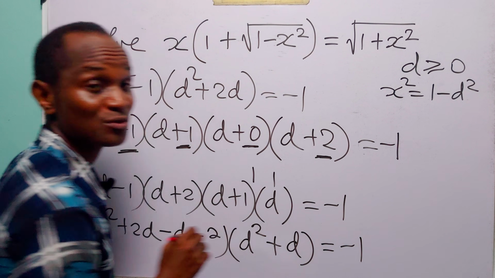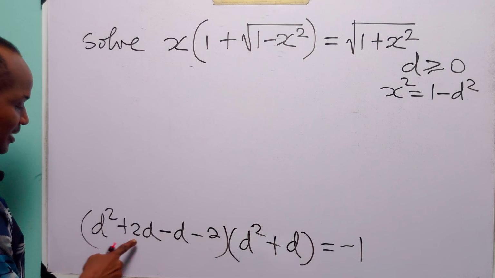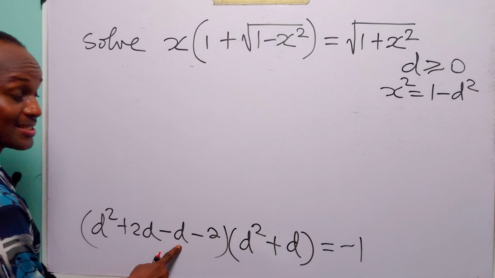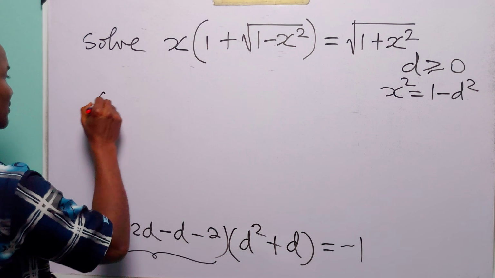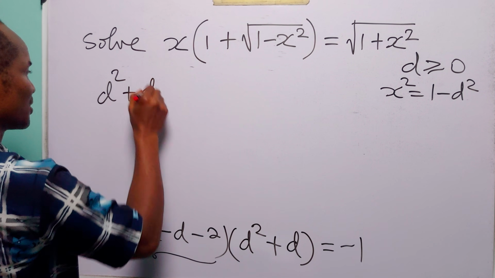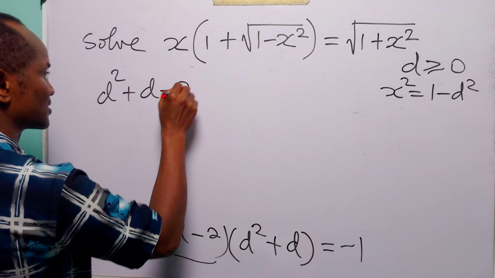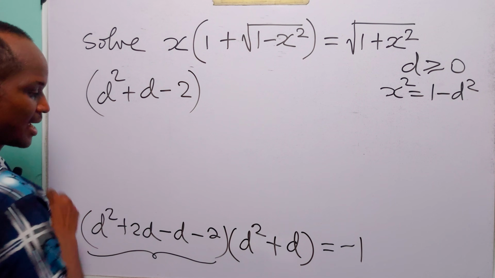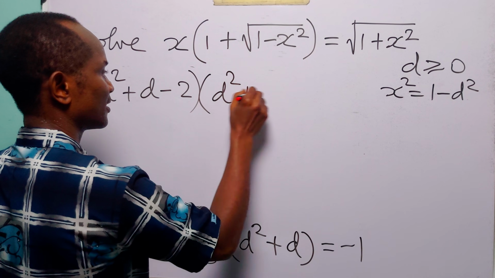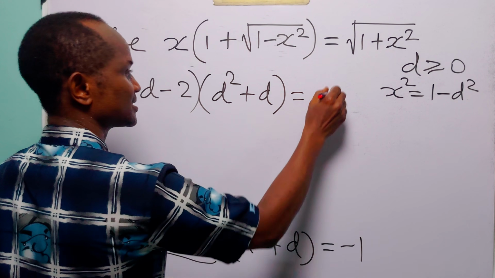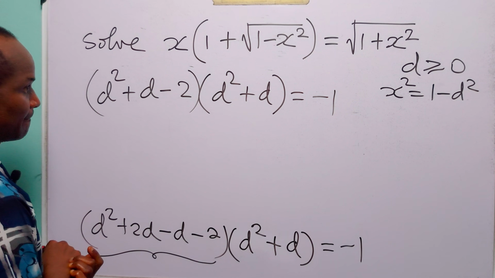And this is equal to minus 1. 2d minus d is equal to d. So in this first bracket, we have d squared plus d minus 2. And in this bracket, we have d squared plus d. And this is equal to minus 1.